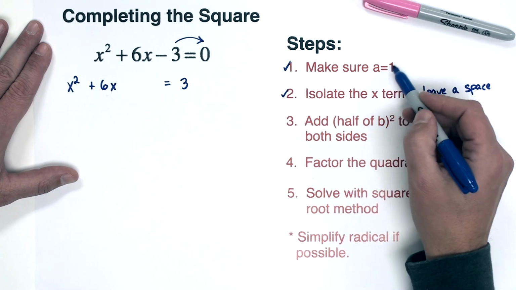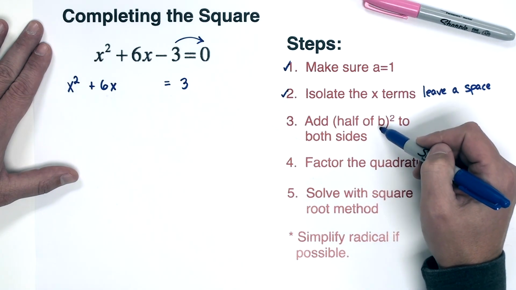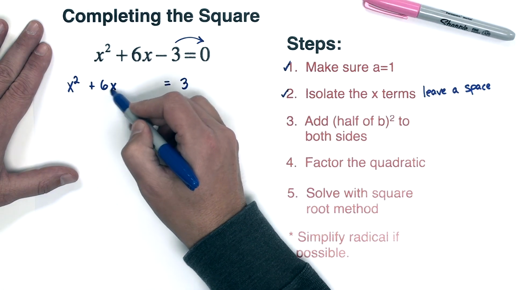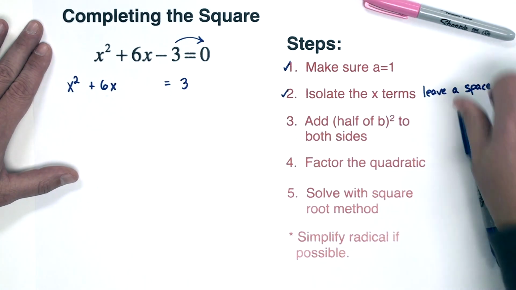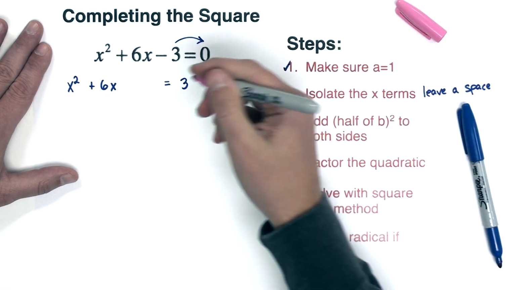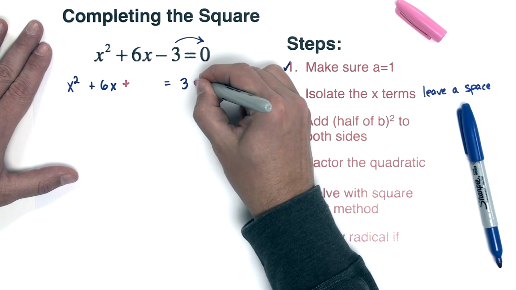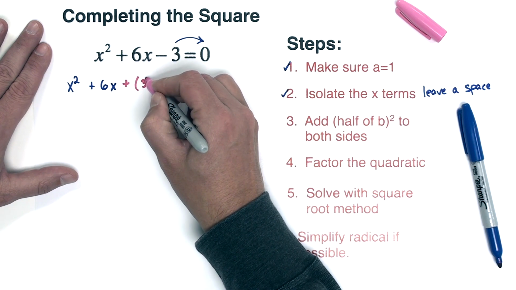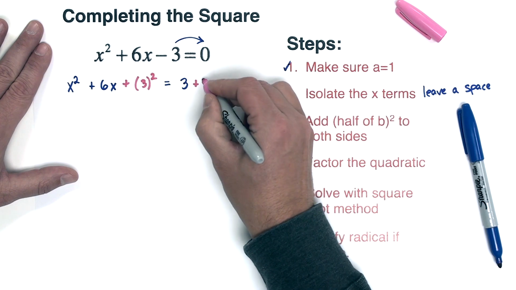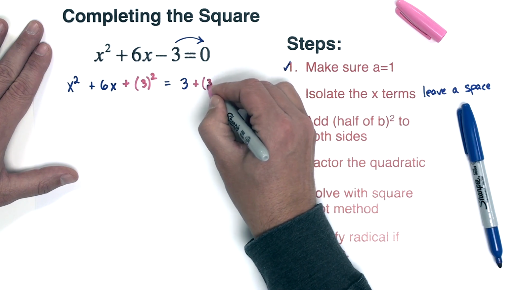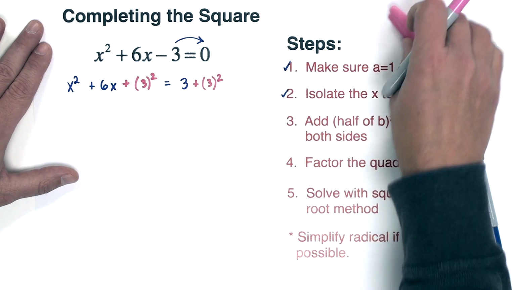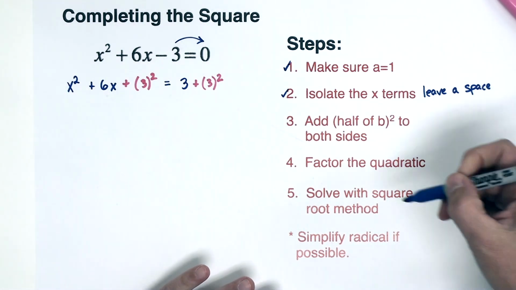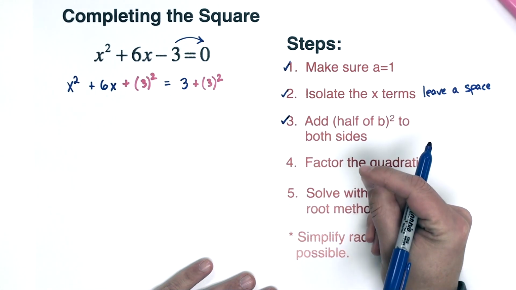So again, back up to where I explained where the a was, we all should know where the b is. The b is the number in front of the x term, so b is 6. So I am going to add to both sides. I'm going to take half of 6, which is 3, and I'm going to square it. Okay, that's step number 3. Add half of b squared to both sides.